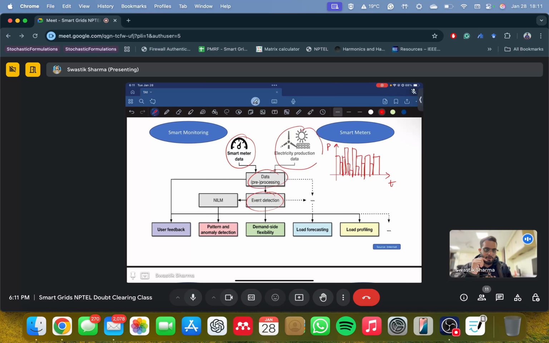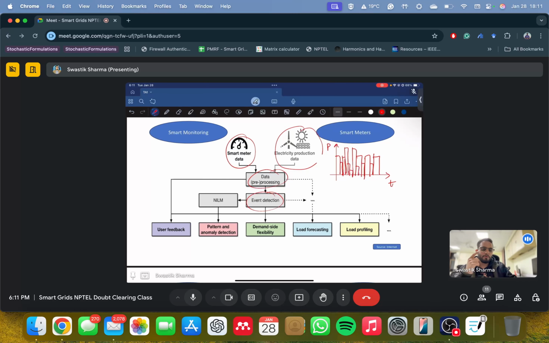And I'm just talking to you with a bigger picture. There's a lot of analysis that goes into detecting events, but I'm just talking to you about the bigger picture. So you detect these events and then you want to do something that is called non-intrusive load monitoring.